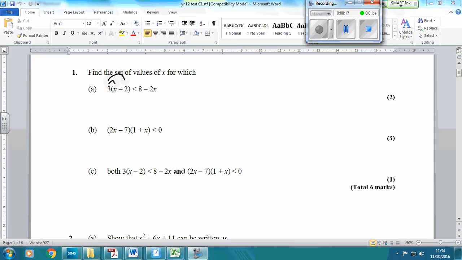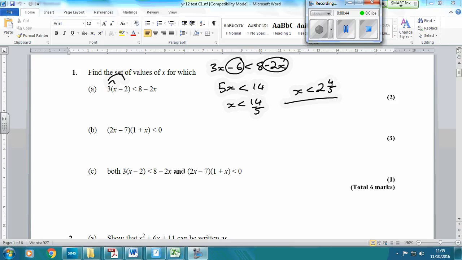So if we multiply out the brackets, we get 3x minus 6 is less than 8 minus 2x. We then get all the x onto one side, so we've got to get rid of this minus 2x by adding it onto the left-hand side, and get rid of the minus 6 by adding it onto the right-hand side. And if we do that, we end up with 5x is less than 14. So x is less than 14 over 5, which you can also write as x is less than 2 4/5, but you don't have to.